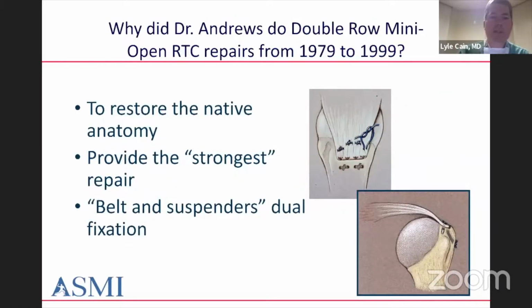Dr. Andrews did this because he thought it really restored the native anatomy. This was long before Jeff's article on the actual anatomy of the cuff. And it had the strongest repair. He felt like this was the strongest in his hands, and it gave you a belt and suspenders. So if the medial row failed, you always had the lateral row. If the lateral row failed, you always had the medial row. So to tear the rotator cuff, you either had to tear through the tissue, or you had to fail both anchors and the bone tunnels.